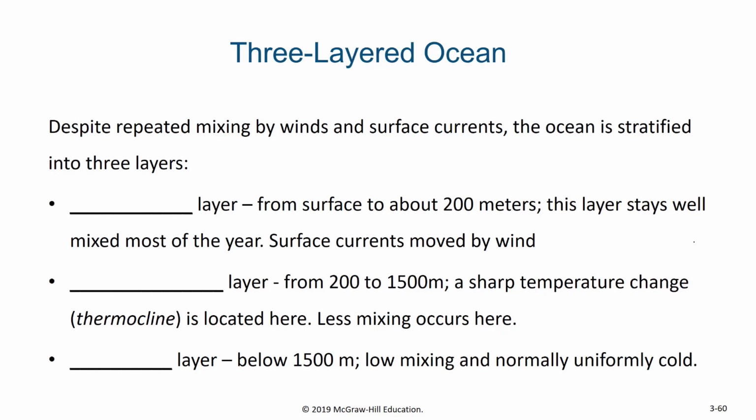Despite being repeatedly mixed by winds and surface currents, the ocean is stratified into 3 layers. The surface layer is from the surface to about 200 meters. This layer stays well mixed most of the year, and these are also the surface currents which are moved by wind. Deeper than 200 meters, in fact from 200 to 1500 meters, we have our intermediate layer.